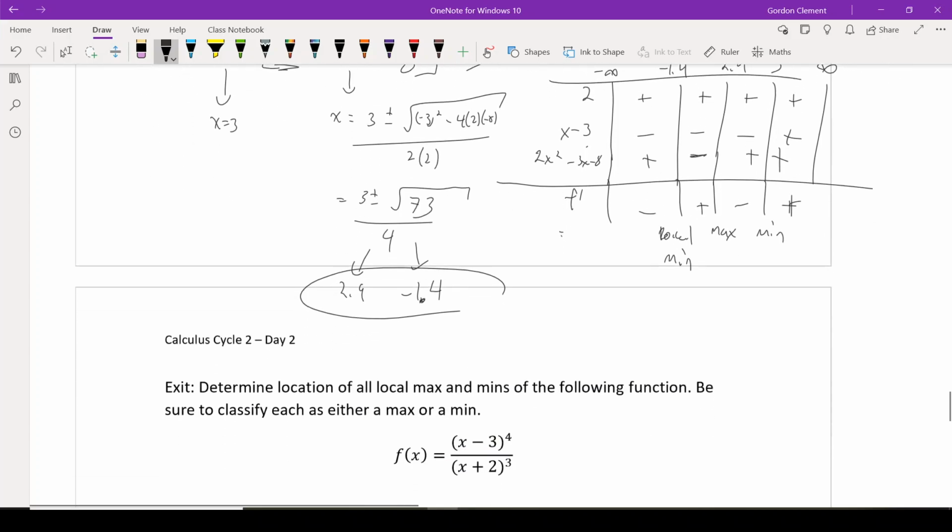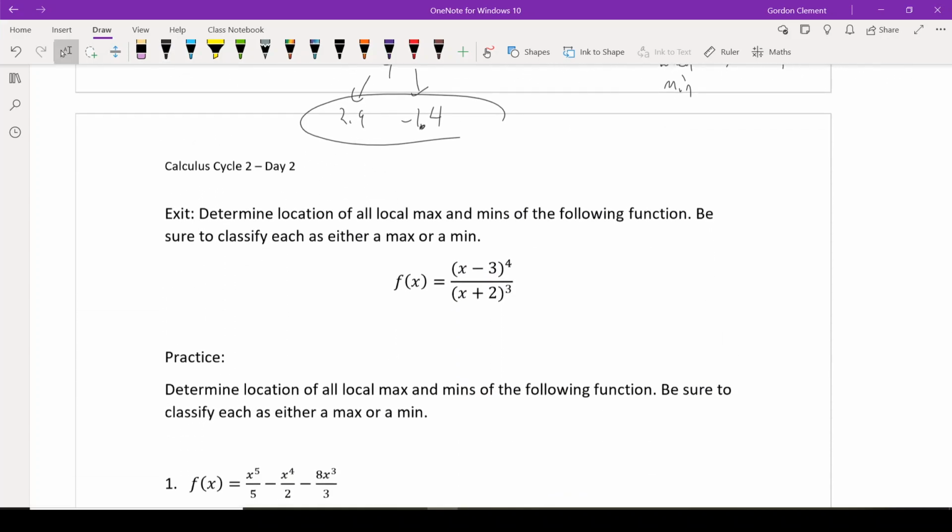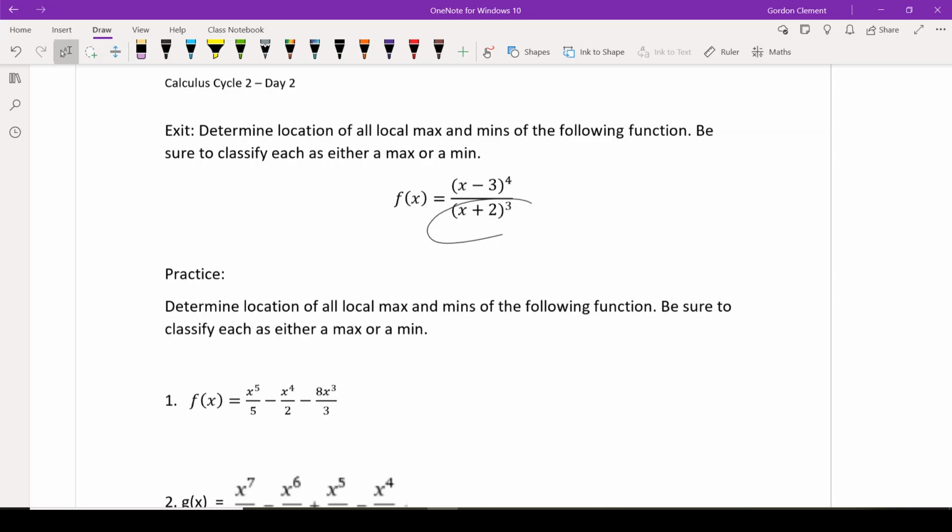So with that, take a stab at the exit card. Be careful with that one. It does have a vertical asymptote, so don't get tricked by that. And then we'll take that up in class, and you can work on the practice in class.